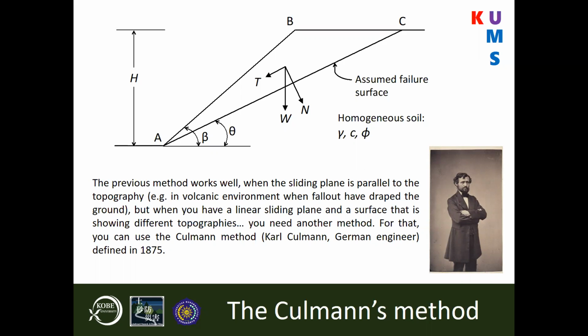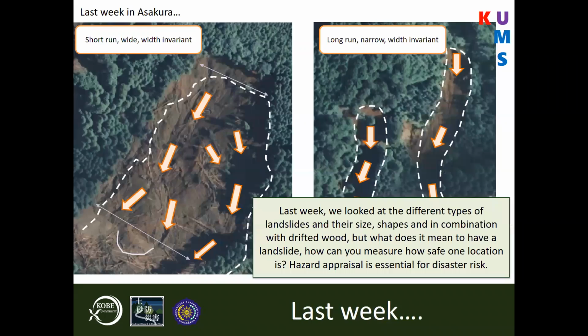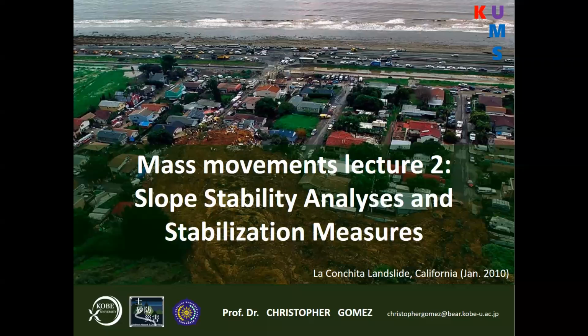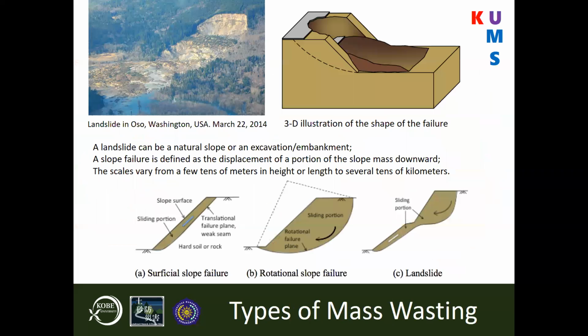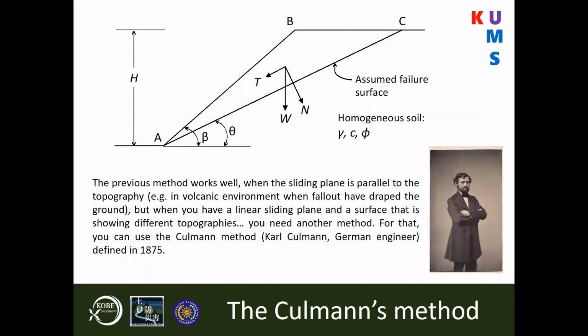I was telling you the previous methods work very well, as long as the two surfaces are parallel, like AB and AC here. But when it comes to this kind of wedge type of mass movement, like you will have on the side of the road, or in the first image I was showing you, if the failure plane is linear, we cannot use this. We have to look at another type of model, and for that, we have to use the Culmann method.